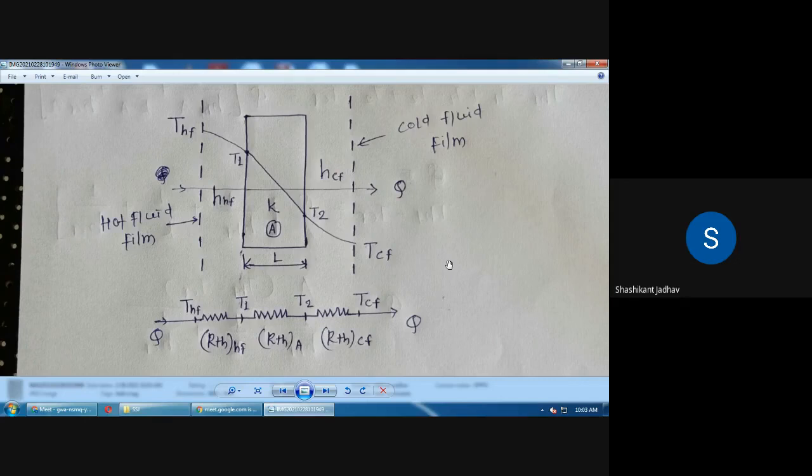Okay, if conduction is there then K is the heat transfer coefficient, and if convection is there then H is the heat transfer coefficient. But if a system has both conduction and convection, then for that system we have to calculate the value of the overall heat transfer coefficient.